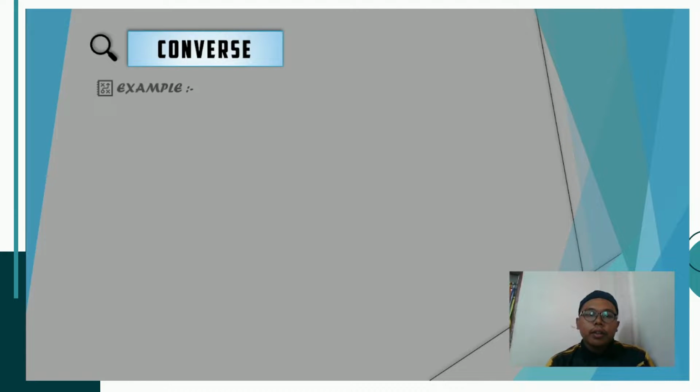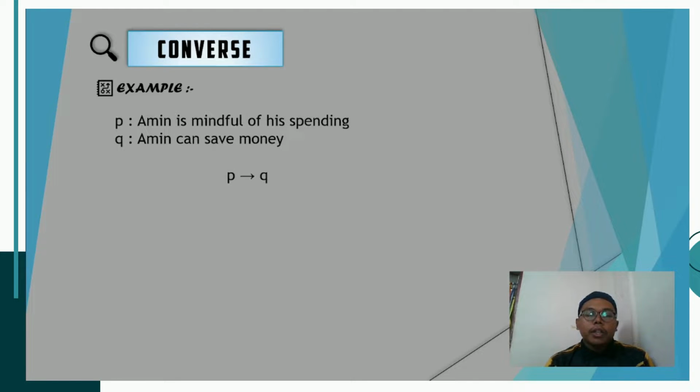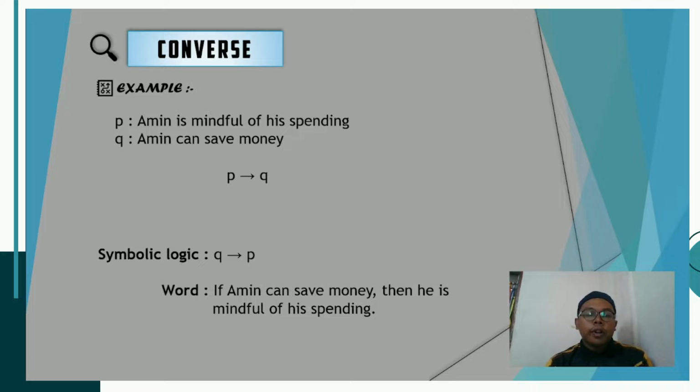Next, converse. So now look at the example. P, Amin is mindful of his spending. Q, Amin can save money. The symbol for conditional is P implies Q. So the answer for converse, in symbolic logic, is Q implies P. In words: if Amin can save money, then he is mindful of his spending. So basically for converse, we must swap the variables. This one is P implies Q, so we change it to Q implies P.